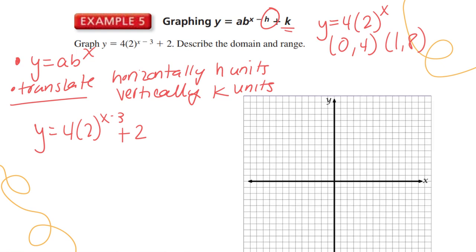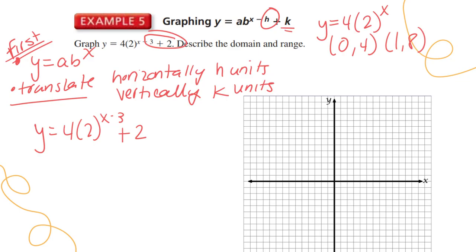So let's graph that first one. We're going to have where we had 0 and 4. Remember what it says. First, you're going to graph y equals a times b to the power of x. Then we'll do basically this right here, which is our horizontal and vertical translation.